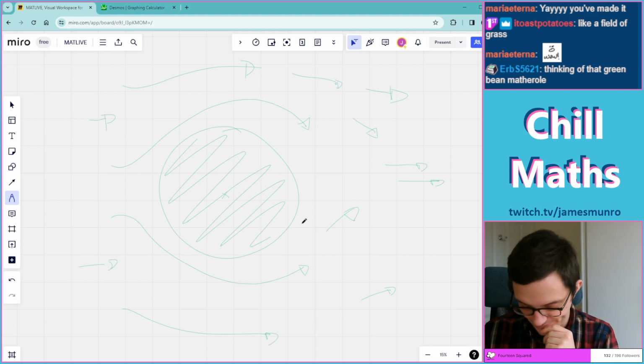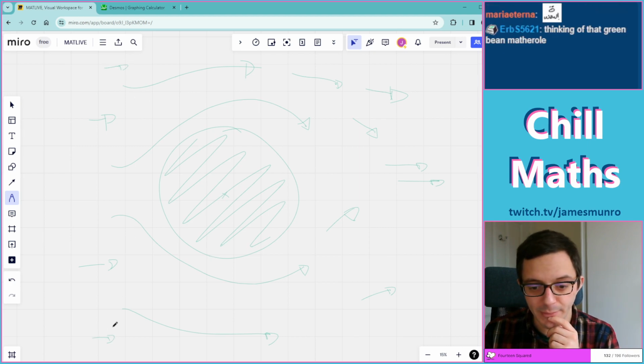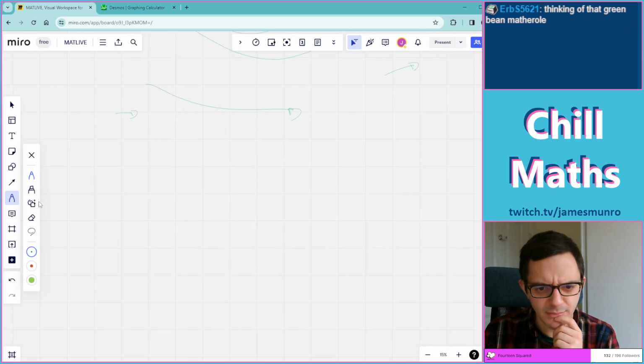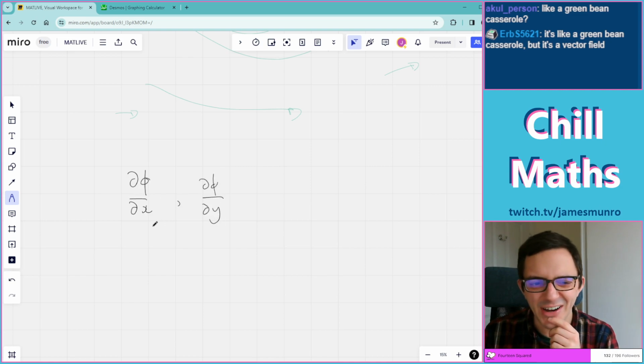There's a trick for this, which is that you can consider vector fields of the following format. Vector fields that are themselves... Let's turn the thickness up. What's going on here? So if your field is itself the derivatives of something, which is very hard to explain, really.